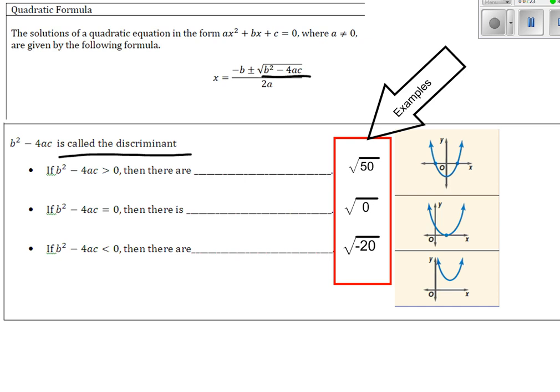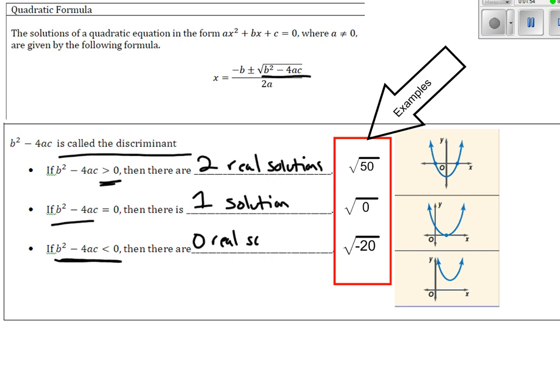So if it's positive, bigger than 0, there are 2 real solutions. One of them might be the square root of something, but whatever. If b squared minus 4ac equals 0, there's 1 solution. And if it's smaller than 0, you're taking the square root of a negative, which means there are 0 real solutions. That means you're going to have imaginary solutions, so you're going to have i as part of your answer.